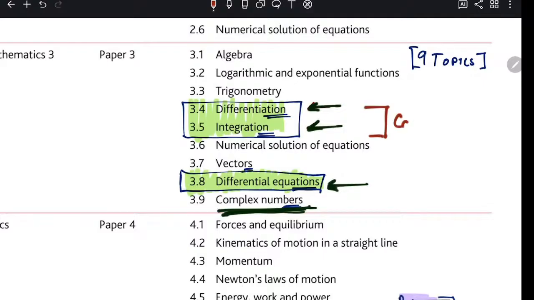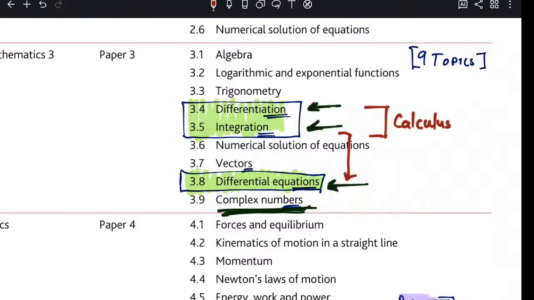Differentiation and integration, you do them together. They are called calculus, right? And I'll make you master the rules. They are different. Then differential equations is just part of integration, but just 2 things change. I'm going to show you the 2 things that change to say now we are doing differential equations. There will be a part where you will integrate, but then you're going to add something else.